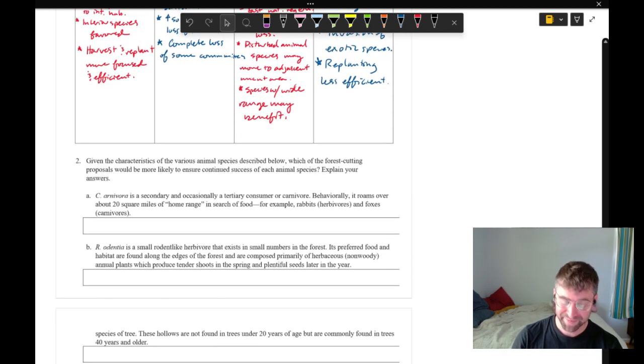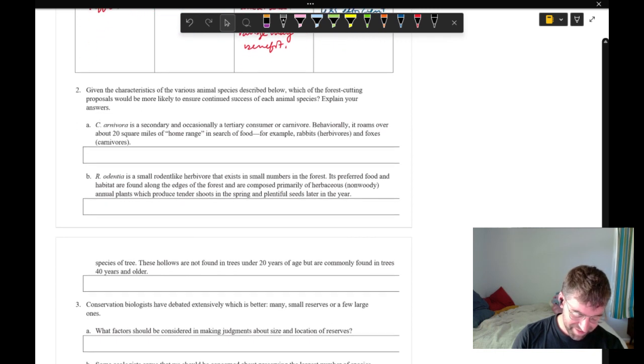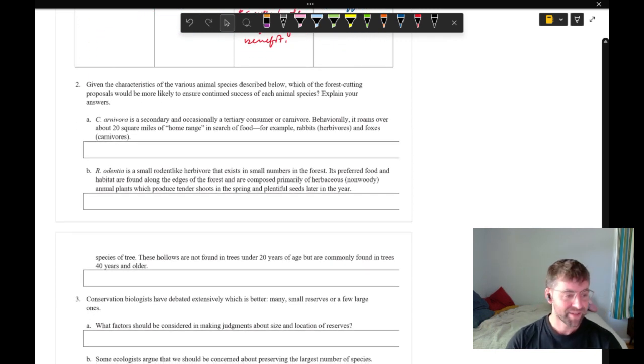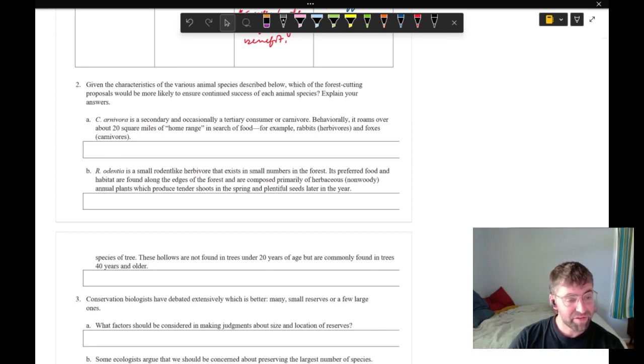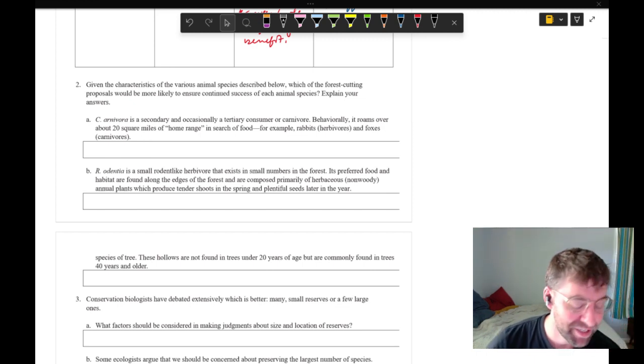So lots to think about. It's never a one size fits all kind of solution. Given the characteristics of the various animal species described below, which of the forest cutting proposals would be more likely to ensure continued success of each animal species? So now we're getting even more granular here. Explain your answers.